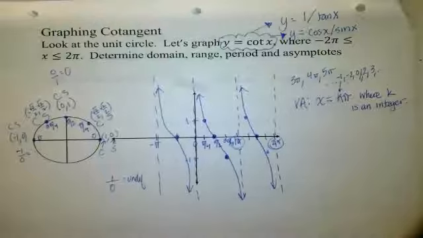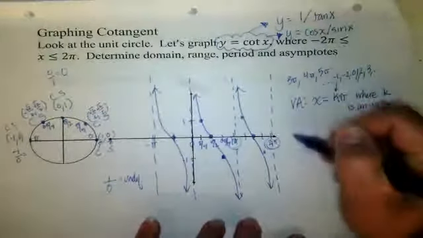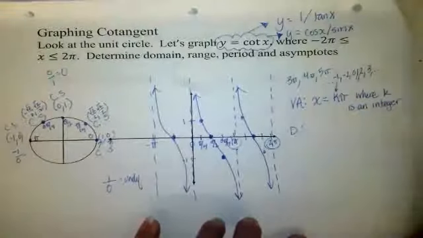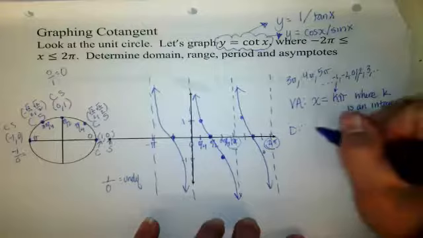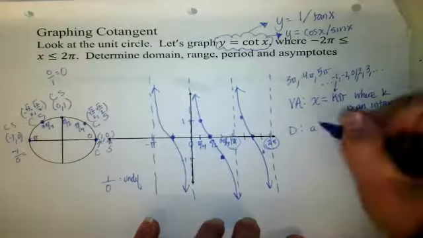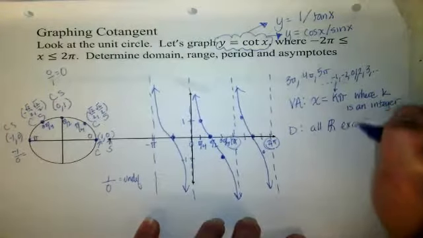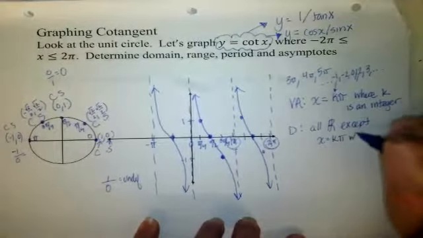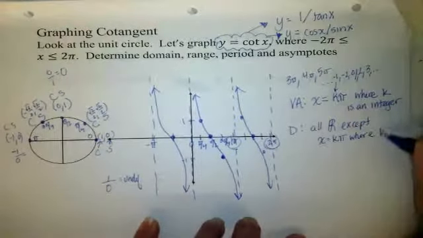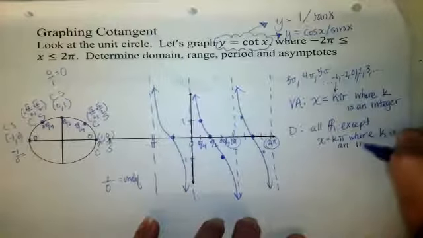And it's good to start thinking like that because we are going to need that eventually to understand what k can be. So then if we know that those are the asymptotes, how do we describe domain? What x values are allowed? All reals except x equals k pi, where k is an integer.